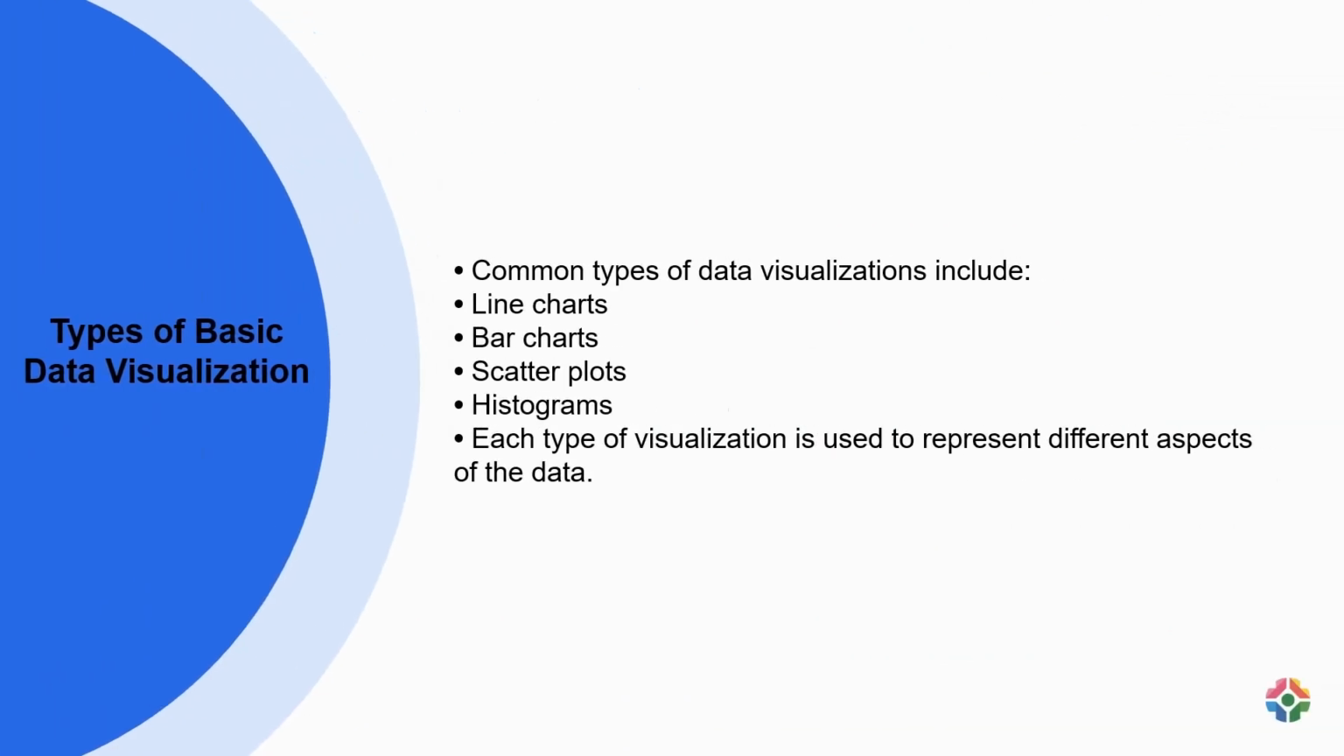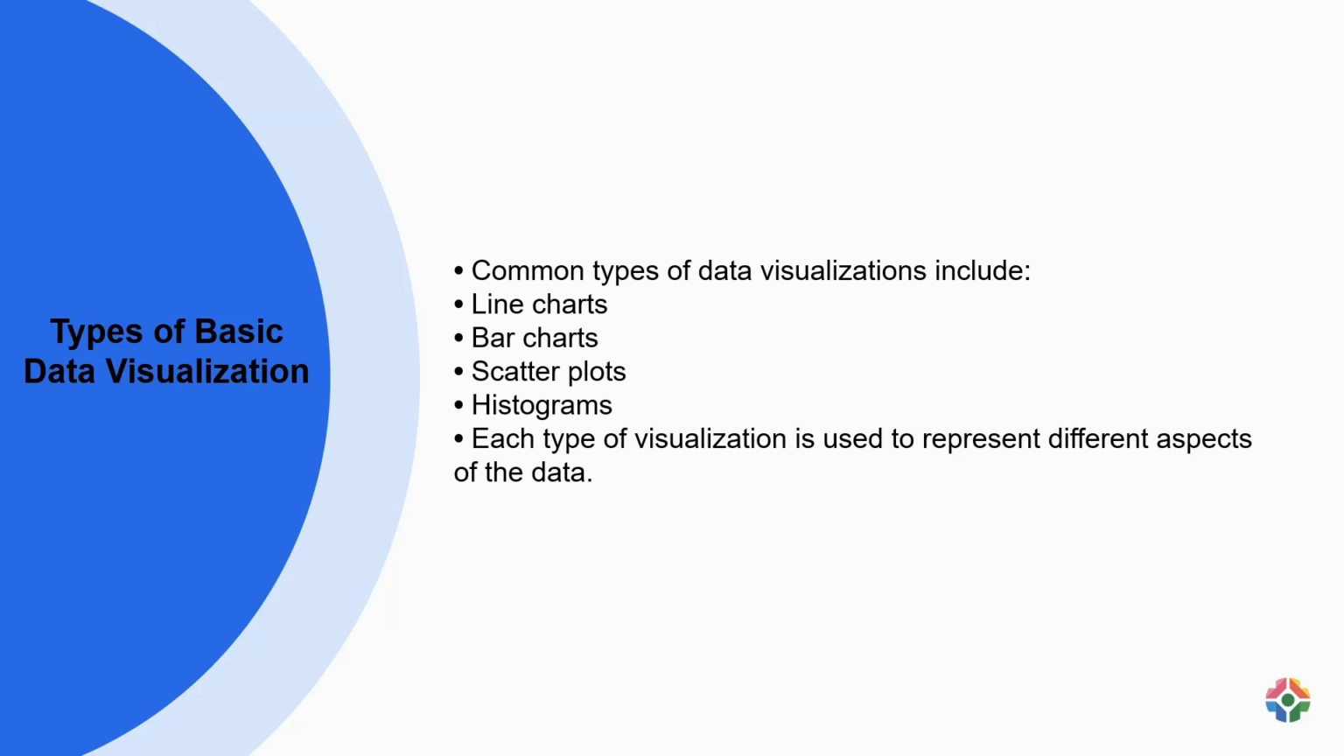Data visualization is vital for interpreting and analyzing data effectively. Common types of data visualizations include line charts, bar charts, scatter plots, and histograms. Line charts are ideal for showing trends over time. Bar charts are useful for comparing different categories. Scatter plots help in identifying relationships and patterns between variables. Histograms are excellent for understanding the distribution of data within a range.